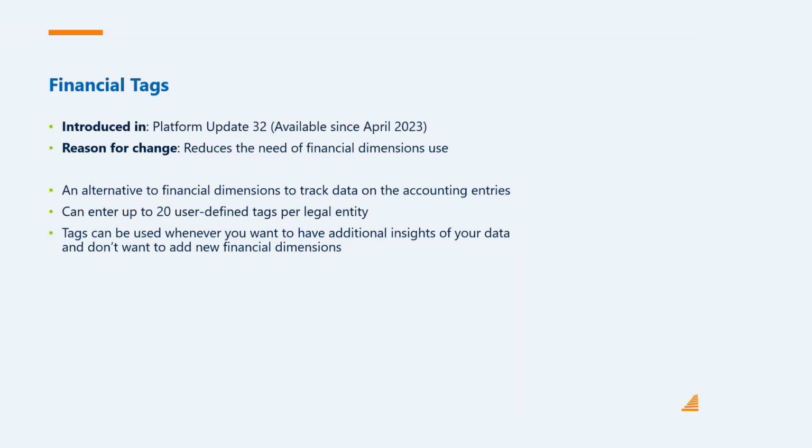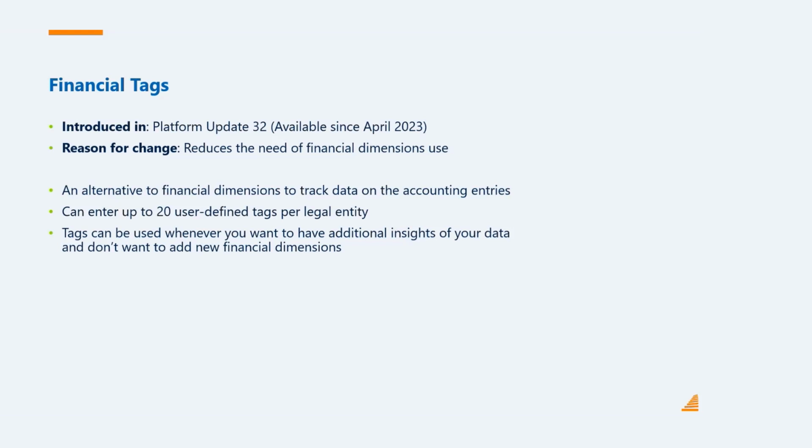Financial tags were introduced starting platform update 32, so also from April. So you already can take advantage of this feature. Basically, it boils down to the reason of change: reduce the need of financial dimensions. There might be situations where you don't have a choice but to use financial dimensions. But for others that are not super important for you, you can use financial tags as an alternative.